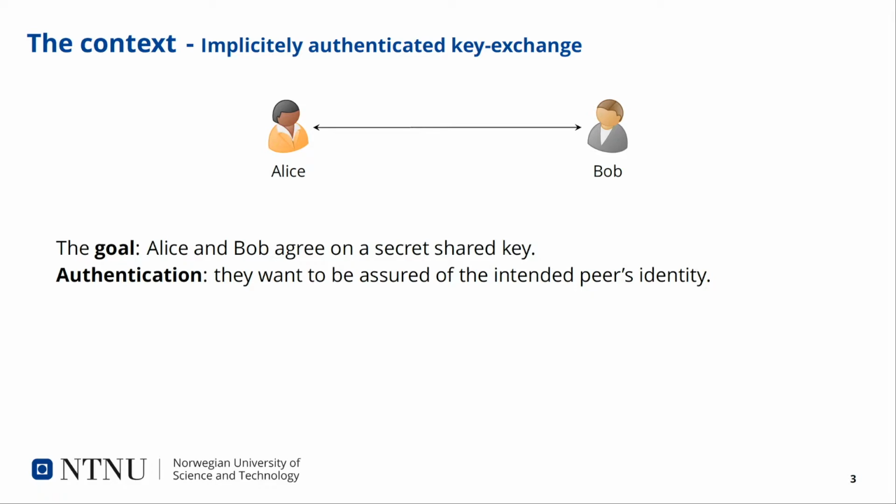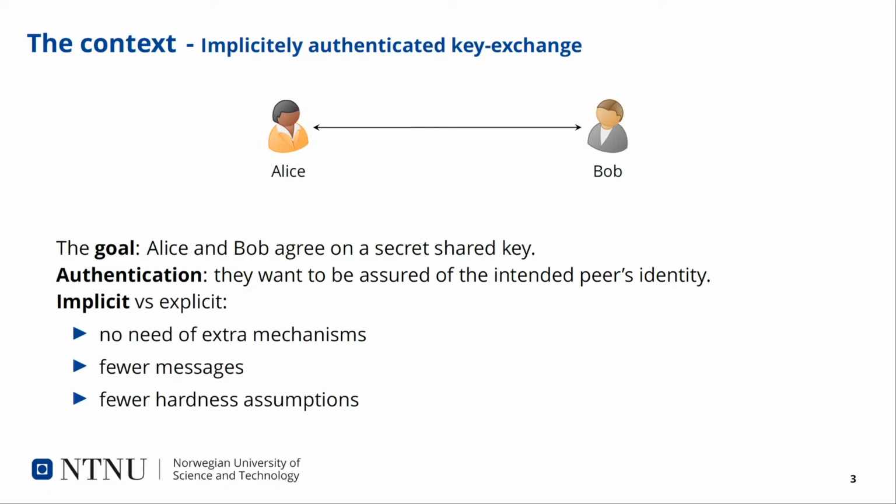We focus our attention on key exchange protocols, which allow Alice and Bob to agree on a shared secret key while communicating over an unsecured and public channel. An extra goal is authentication. After running the protocol and agreeing on a key, Alice must be persuaded of her intended peer's identity, and so does Bob.